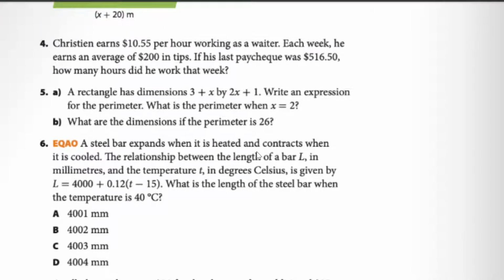So here we have Christian earns $10.55 per hour working as a waiter. Each week he earns an average of $200 in tips, and given that his last paycheck was $516.50, how many hours did he work that week? So here we are making the assumption that he is including his tip as part of his paycheck. Sometimes you just put those tips in your pocket. Sometimes they actually are going to the business, and then it gets redistributed to the staff, which I'm assuming is what's happening here. So he's got an average of $200 in tips, $10.55 an hour, and he's making $516. How many hours did he work?